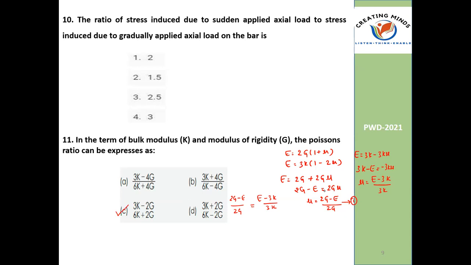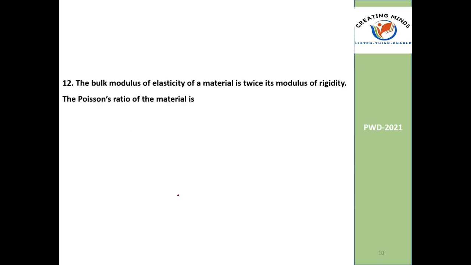So you don't need to do all these steps. You must try to remember these things. If you remember, you can directly tick the answer: 3K minus 2G divided by 6K plus 2G. Next.